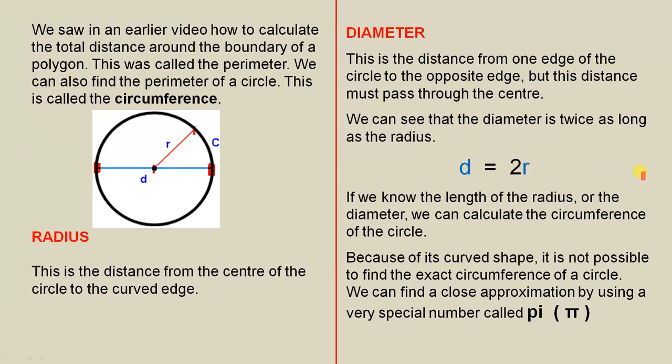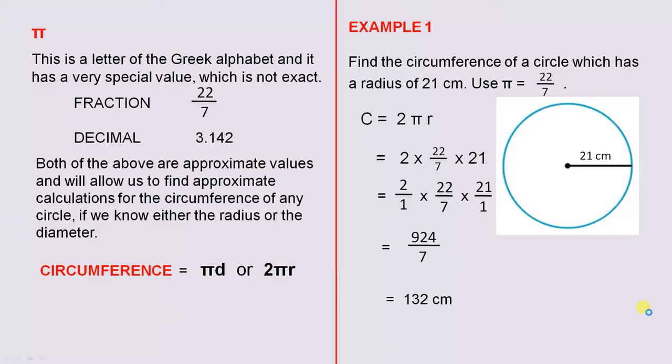If we know the length of the radius or the diameter, we can calculate the circumference of the circle. Because of its curved shape, it is not possible to find the exact circumference of a circle. We can find a close approximation by using a very special number called pi. That's the symbol for pi.